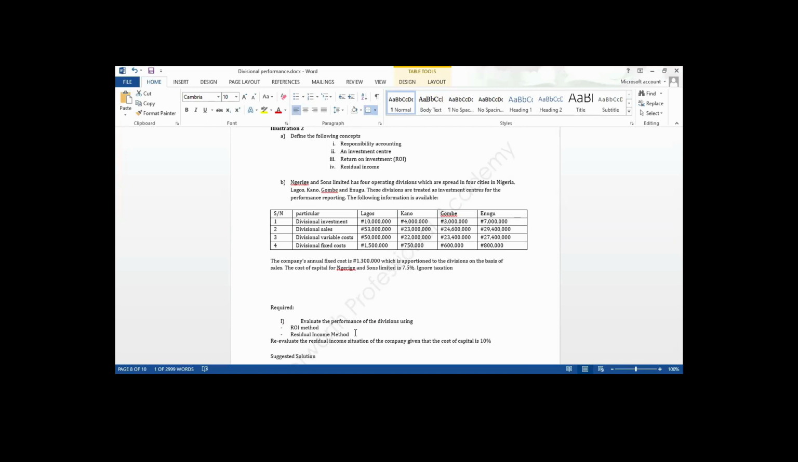Ingige and Sons Limited has operating divisions which are spread in different cities in Nigeria: Lagos, Kano, Gombe, Enugu. These divisions are treated as investment centers for the performance reporting. The following information is available. Please look at it.